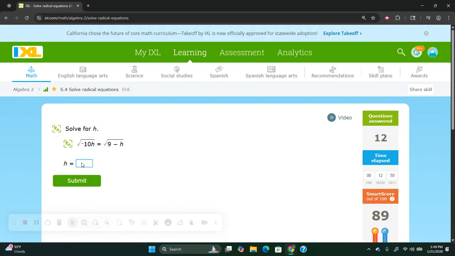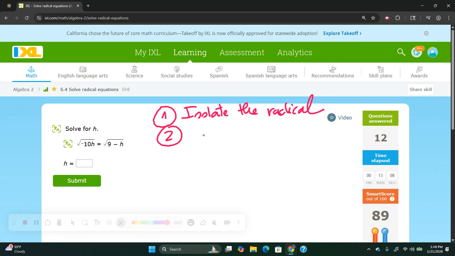Voila. Okay, so make sure you do 2 steps. The first step is isolate the radical or the square root, okay, if you have to. And then the second step, you square on both sides, okay, or power 2 on both sides.